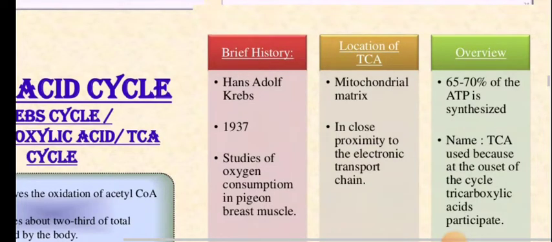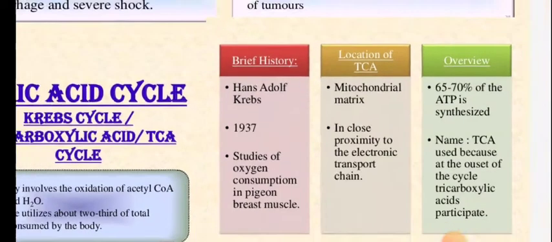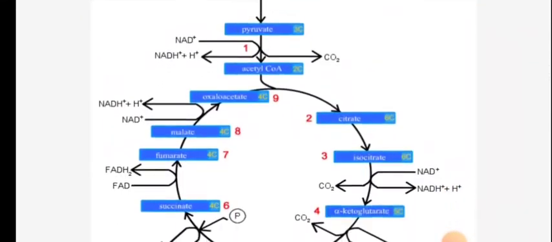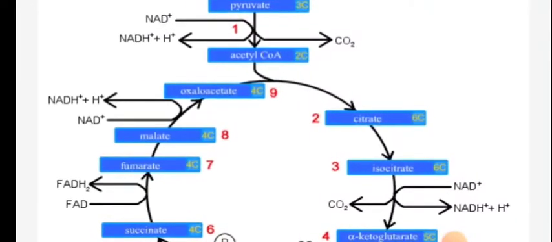At the outset of the cycle, tricarboxylic acids participate, right? So tricarboxylic, therefore it is called the TCA cycle, right? Then next, in this flow sheet, see how the changes are there.